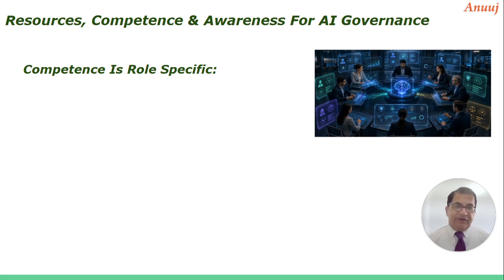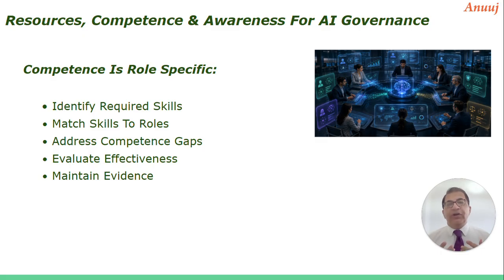Competence is role specific. People need to understand, and you need to understand what kind of skill they need. So you identify the skills that they need, match them to the roles, address the competence gaps, which is very important. And there are very basic things, but the basic things are the things that generally get ignored. Evaluate the effectiveness of the tool and maintain the evidence that you have collected or created all across. Something which is very important.